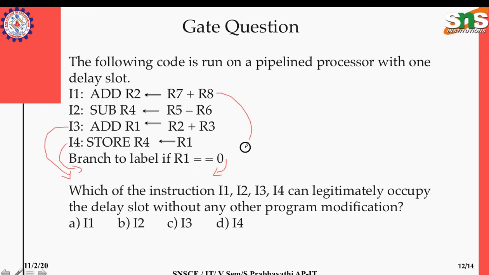So what happens if I bring and execute this I1 in this slot? R7 and R8 are added, and the R2 result I will get only here. Instruction 2 goes smoothly. But instruction 3 is data dependent on instruction 1, is it not? But R2's value I will get only here. So bringing I1 over here will cause a program modification. And likewise you have to calculate whether you could bring I2, I3 or I4.